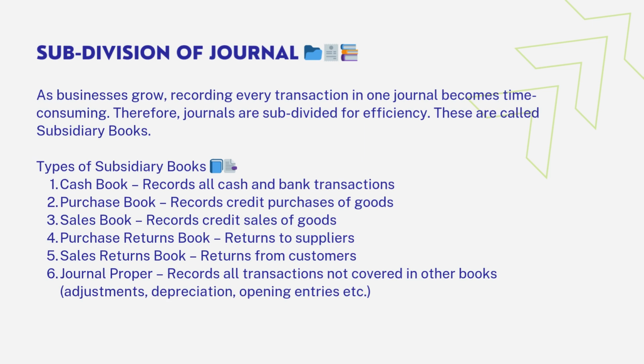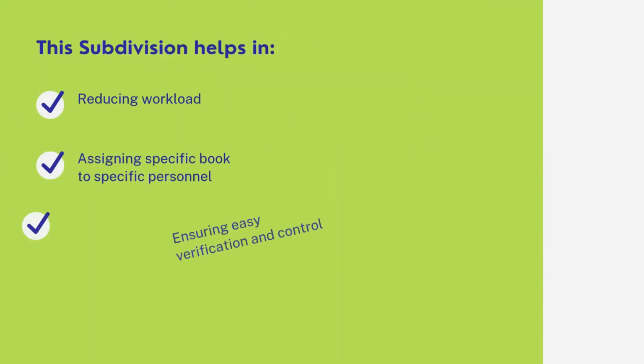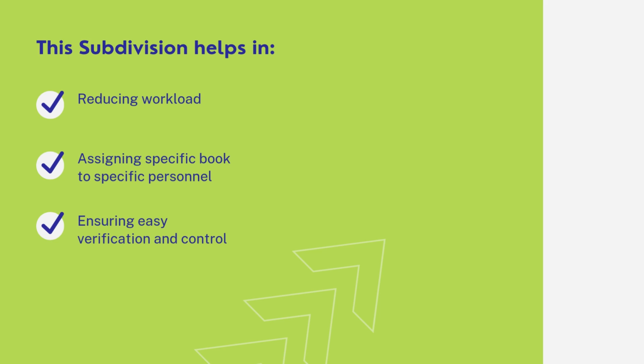Purchase returns book, returns to suppliers. Sales returns book, returns from customers. Journal proper records all transactions not covered in other books, such as adjustments, depreciation, opening entries, etc. This subdivision helps in reducing workload, assigning specific books to specific personnel, and ensuring easy verification and control.